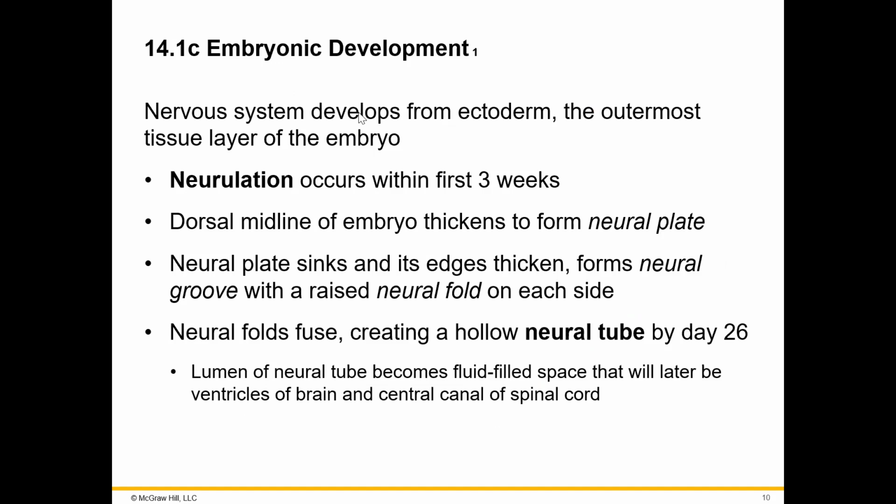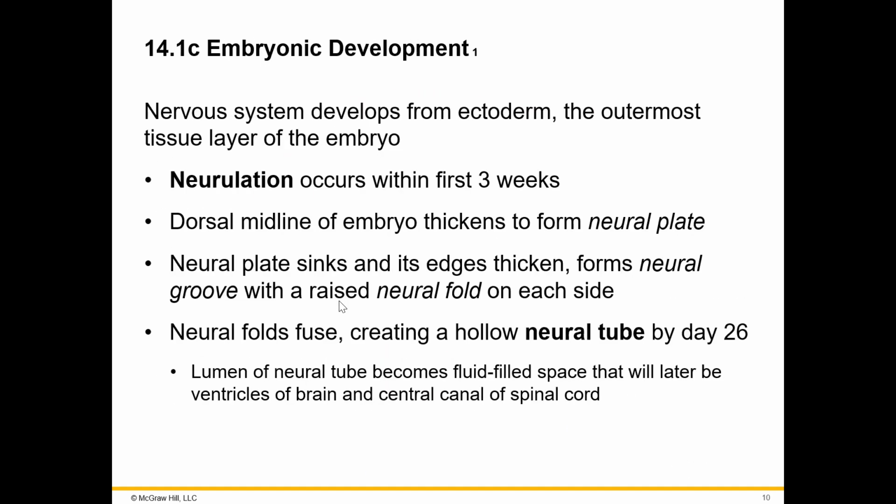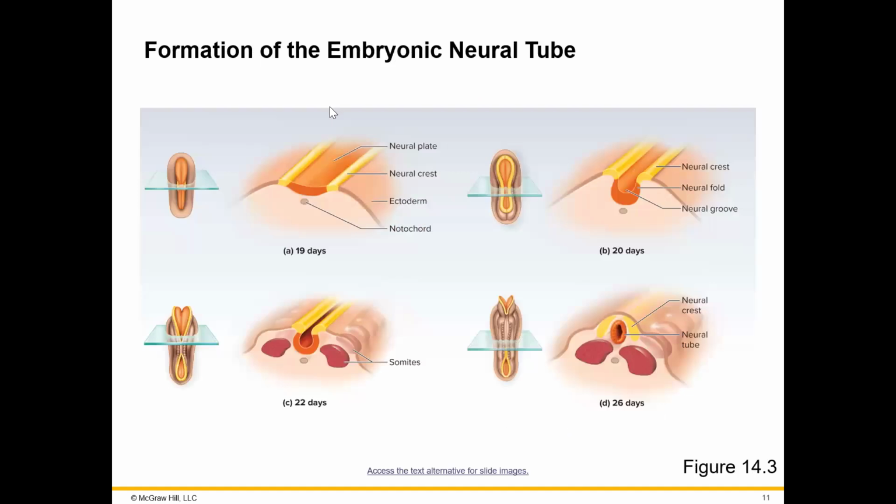Embryonic development. The nervous system develops from the ectoderm, which is the outermost tissue layer of the embryo. Neurulation occurs within the first 3 weeks, and the dorsal midline of the embryo thickens to form the neural plate. That shows us the formation of the embryonic neural tube. This neural tube and the neural crest are the basis for the embryonic development that leads to the making of the nervous system.